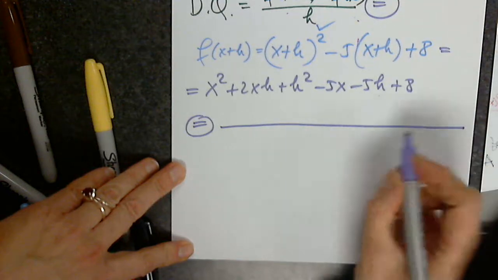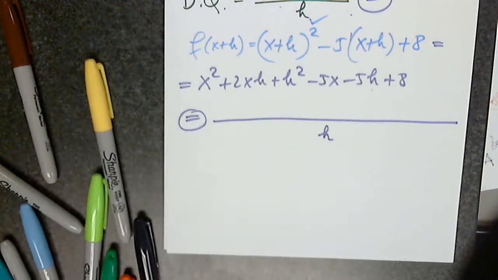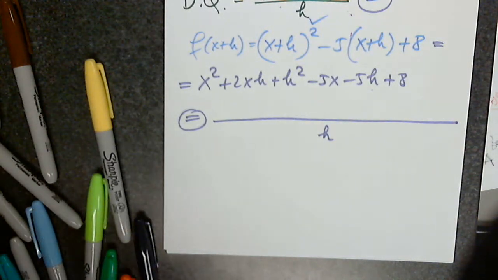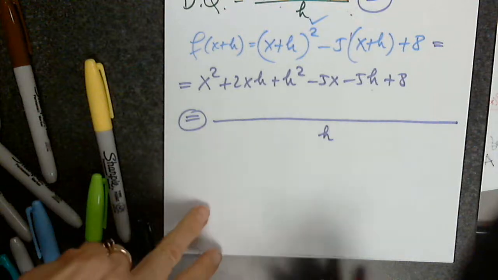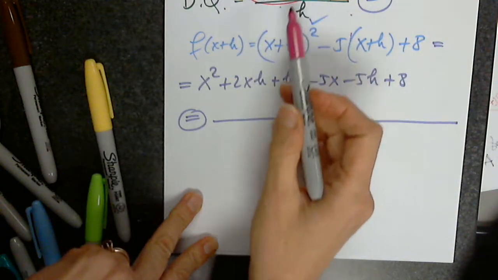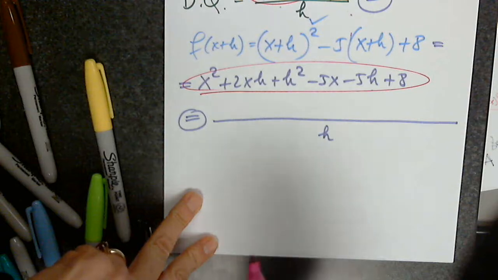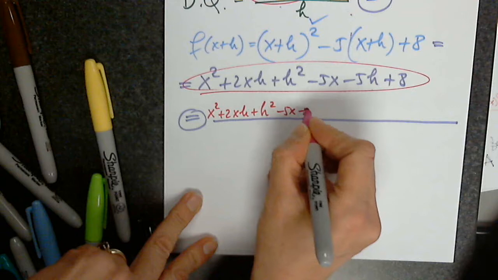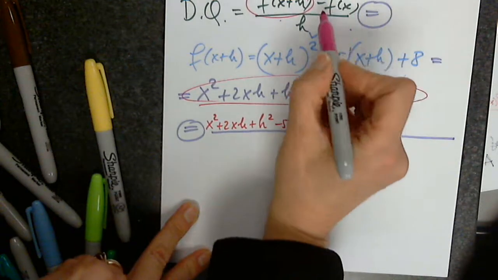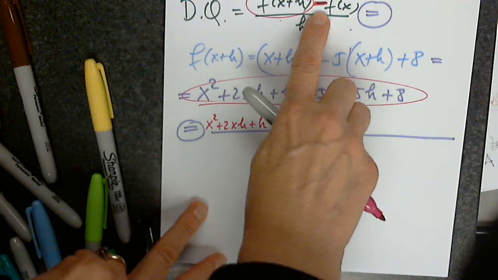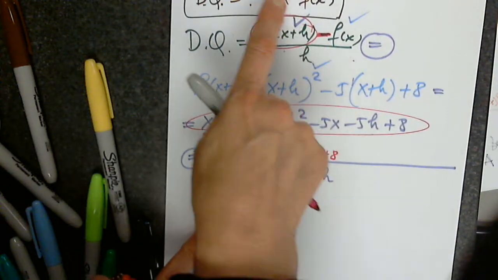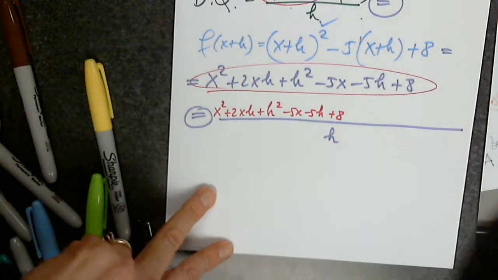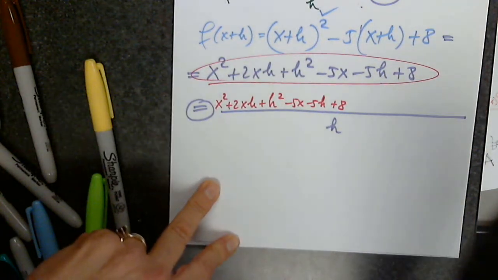Can anyone dictate? What do I have at the top? Yes, I replaced this by all this. Very good. h squared plus 2xh plus h squared minus 5x minus 5h and plus 8. Remember, this is a minus. I have to distribute the negative sign to all terms in function f of x. Please dictate.